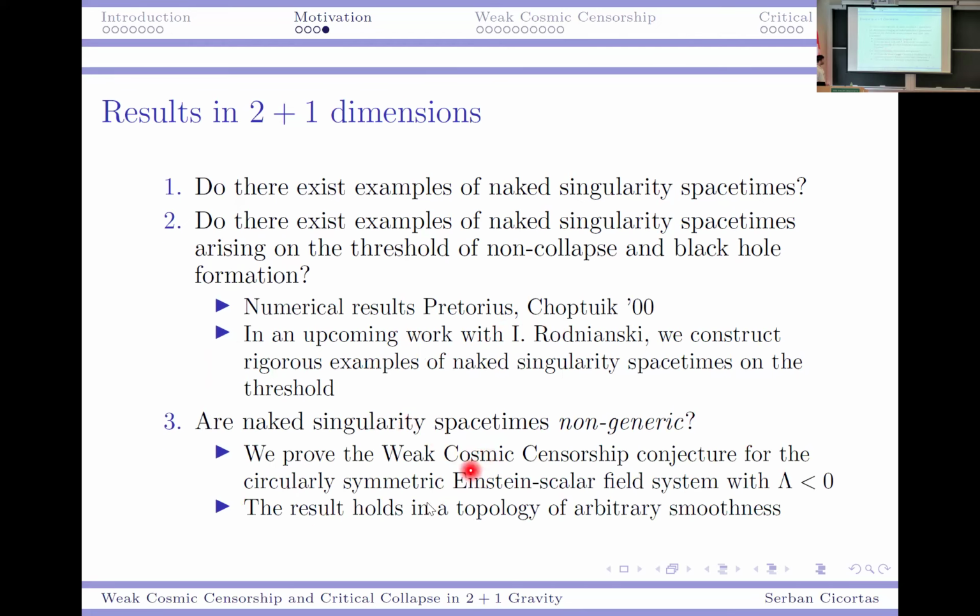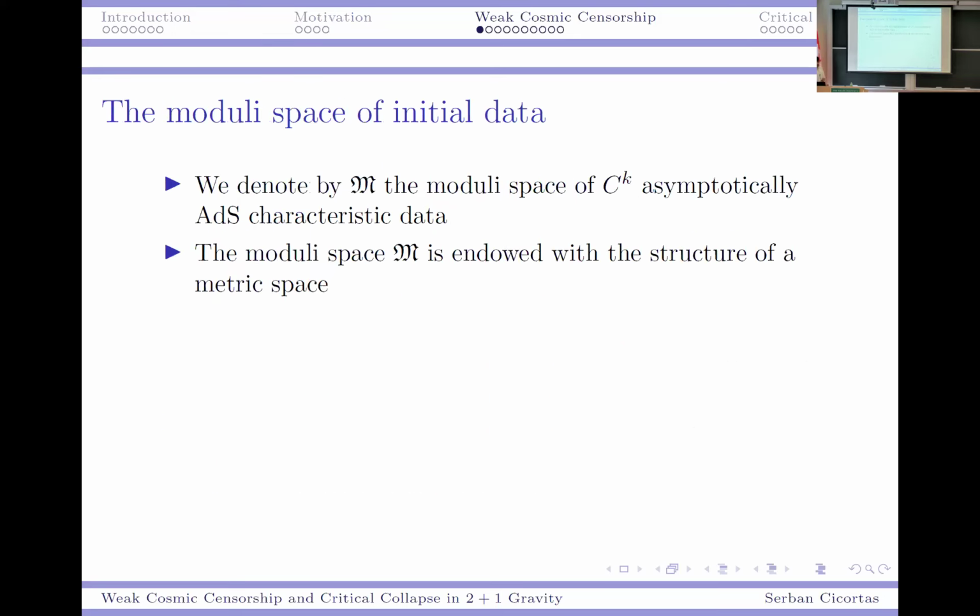So we're going to prove the weak cosmic censorship conjecture for the circularly symmetric Einstein scalar field system with a negative cosmological constant. And I just want to emphasize that this proof actually works in a topology of arbitrary smoothness. So there's no need to restrict to low regularity or any of that. You can just work in a topology that is very nice and regular. Okay, so these are the two results that I'll talk about today. And I want to start by talking about the weak cosmic censorship.